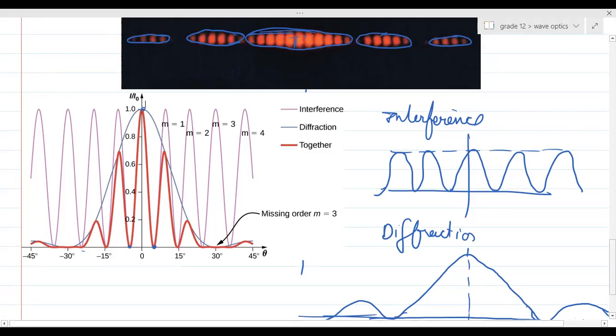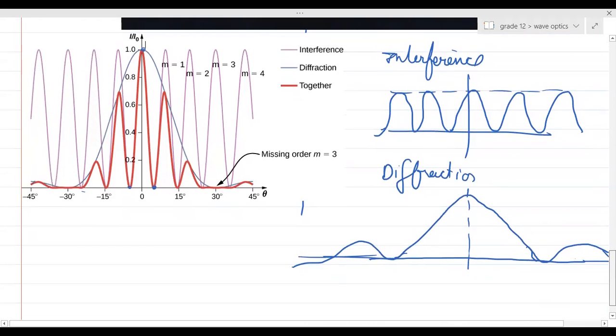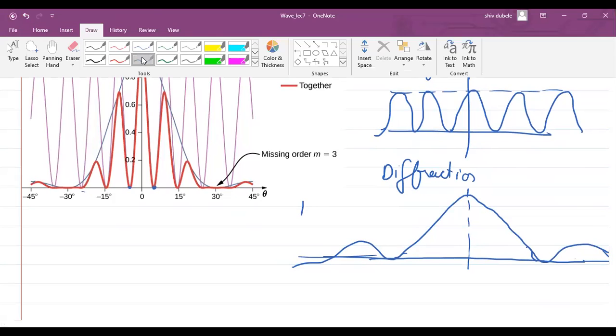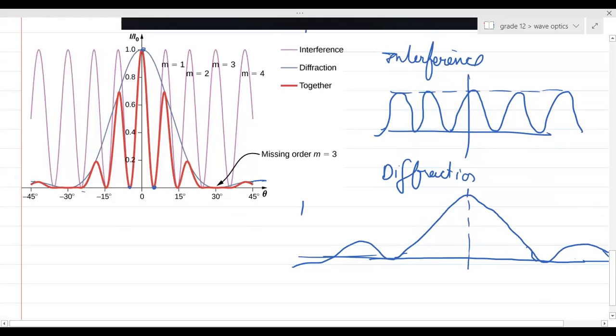Guys, shall I move on? Please draw this graph. For interference you'll draw the purple graph. For diffraction you'll draw the blue graph. And if you want, I can continue this blue graph like this. Is it clear, guys? Understood how it will continue?